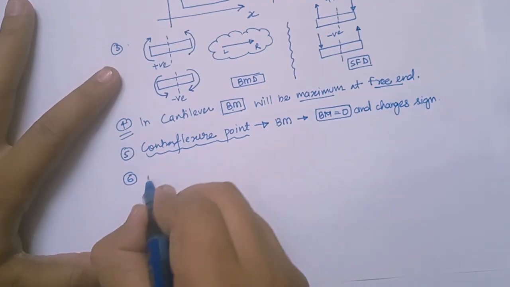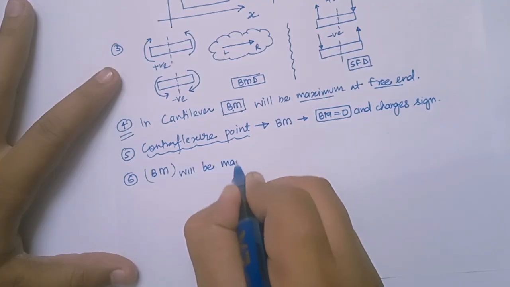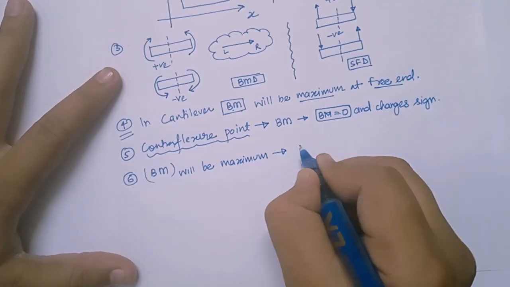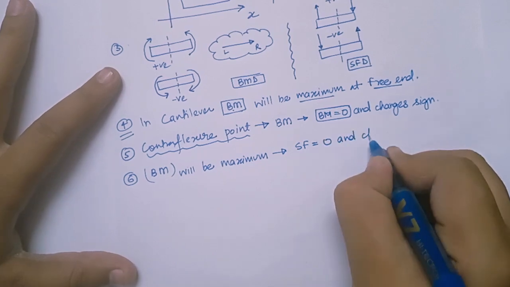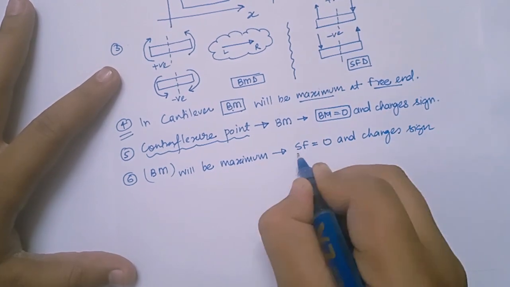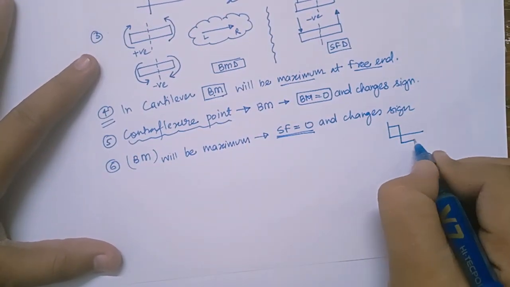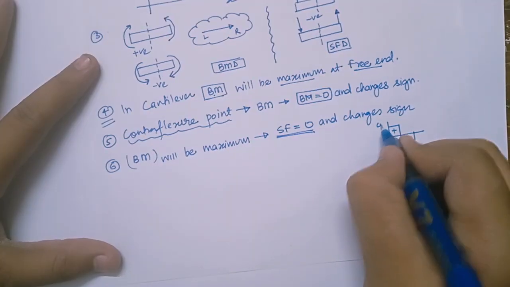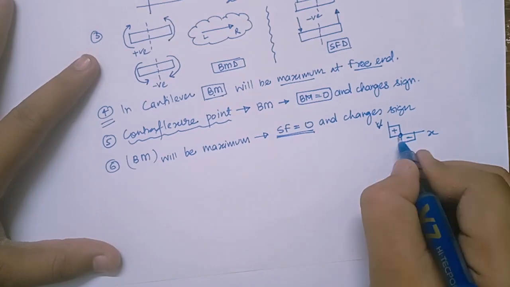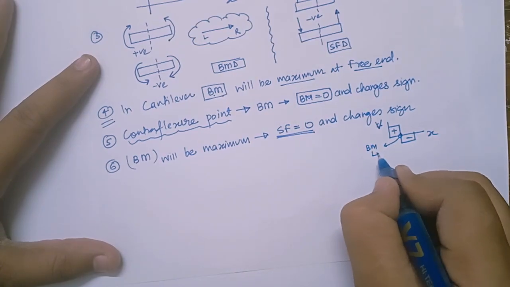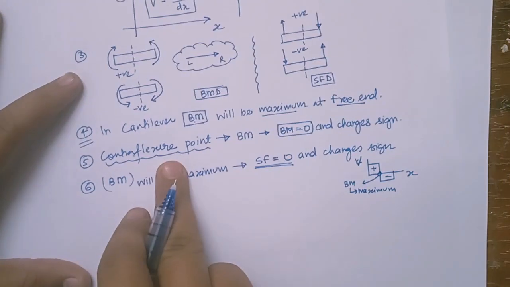Next, again, it is a point related to bending moment. Bending moment will be maximum where shear force is zero and changes sign. Right? So if shear force becomes zero at any point, for example, if I draw something like this, this is positive, this is negative, this is the shear force diagram, Vx, right? So at this point, bending moment will be maximum.